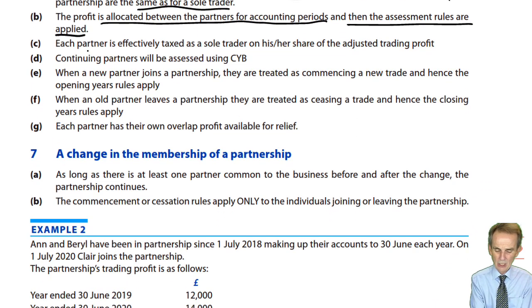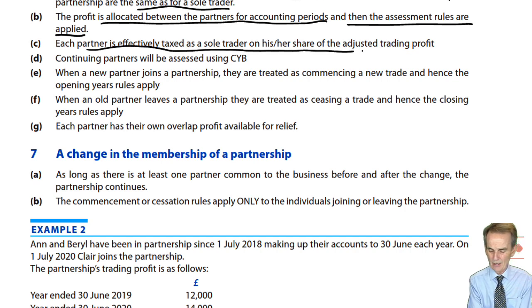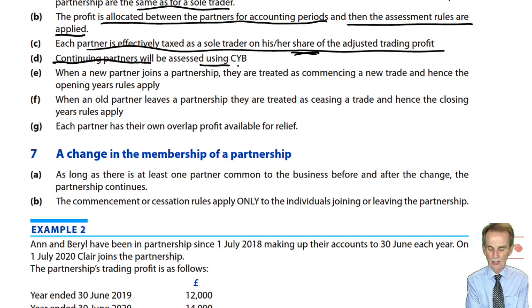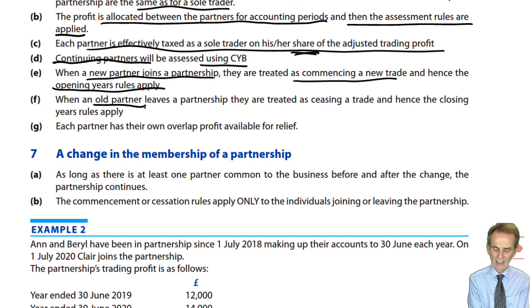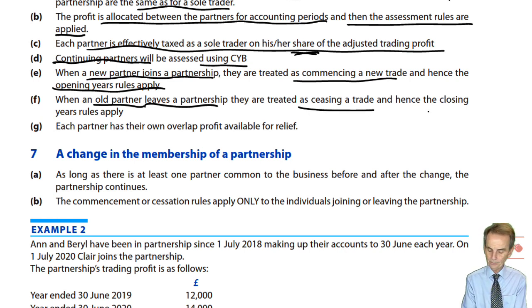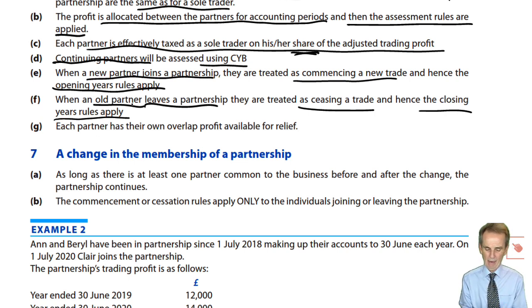As we know, each partner is effectively taxed as a sole trader on his or her share of the adjusted trading profits. As we've just said, continuing partners will be assessed using CYB. When a new partner joins a partnership, they're treated as commencing a new trade, and hence opening year rules apply. When an old partner leaves the partnership, that's cessation of trade for that individual, and hence the closing year rules apply, again purely for that partner.